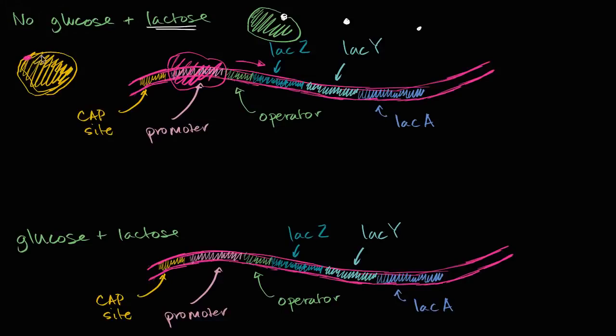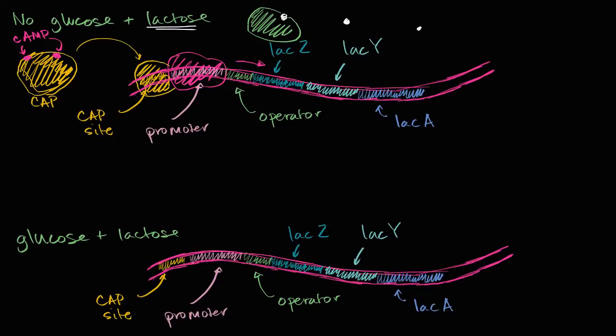adenosine monophosphate, it's a derivative of ATP, and so this is that right over there, cyclic AMP. You'll see that come up a lot in biology. So this is the catabolite activator protein. In the presence of cyclic AMP, and we'll talk about how cyclic AMP relates to glucose in a second, in that presence, it is going to bind to the cap site, and it is going to further activate the transcription. So in this situation, no glucose plus lactose, you're going to have even more transcription.